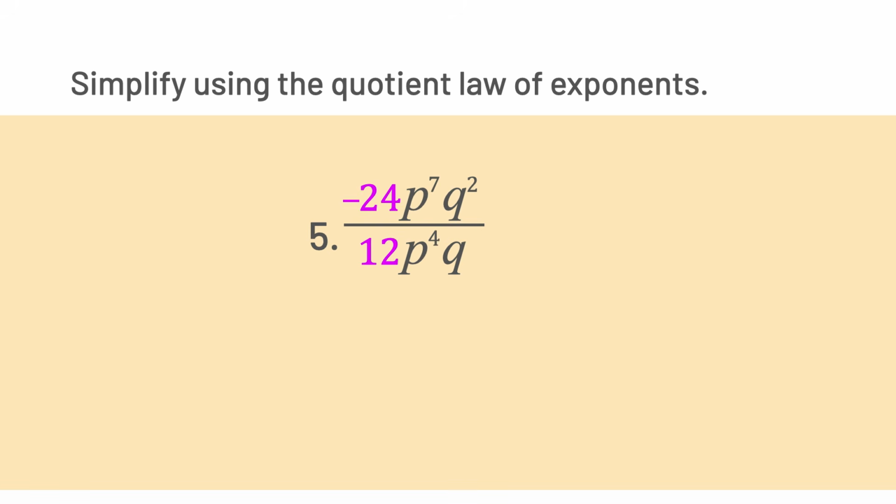Negative 24 divided by 12 equals negative 2. For p, 7 minus 4 equals 3. For q, 2 minus 1 equals 1.